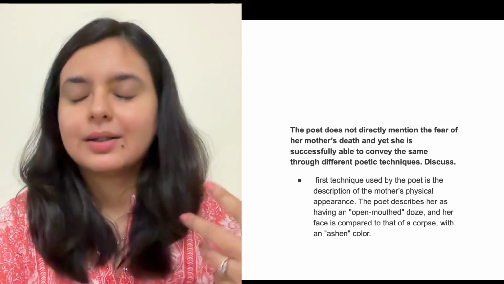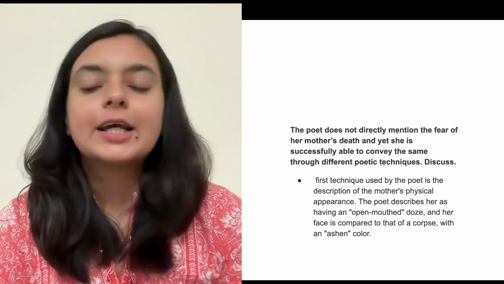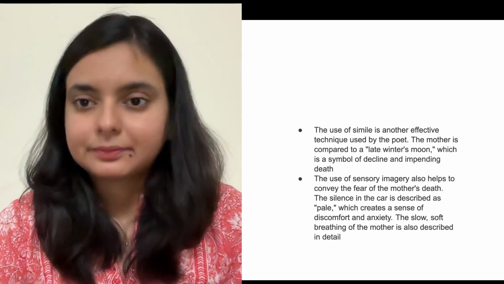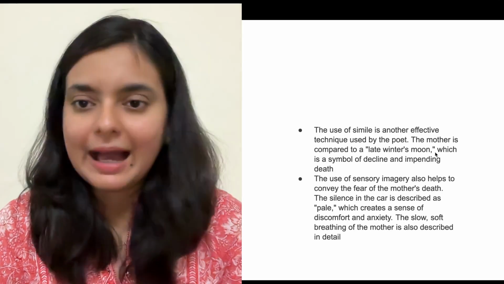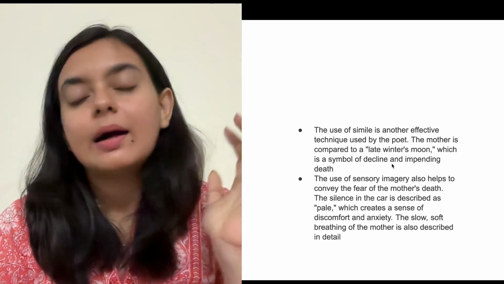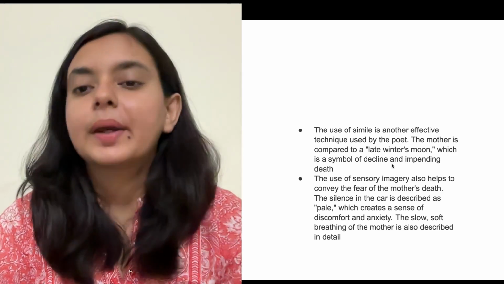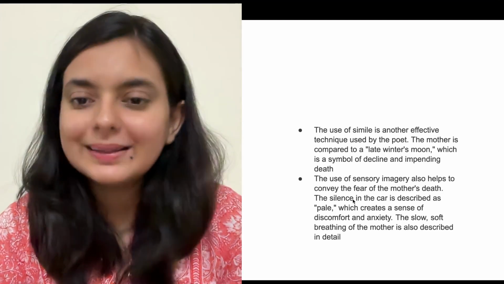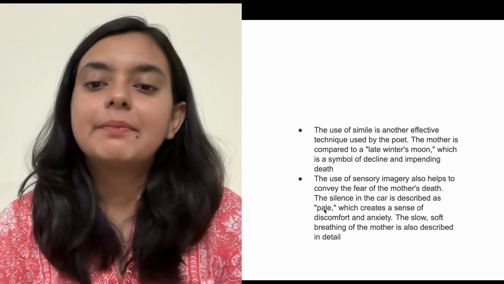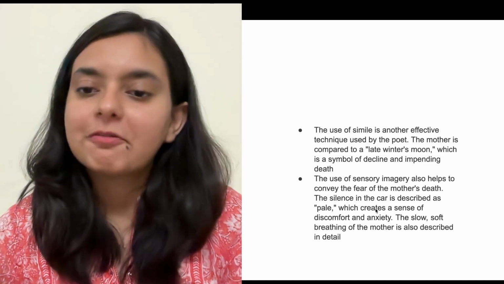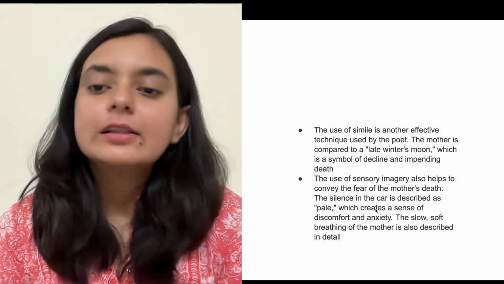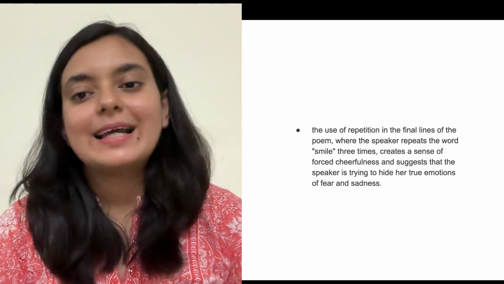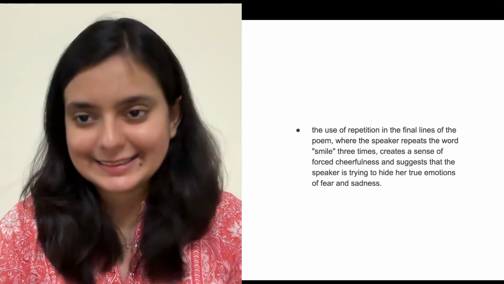Ashen color. Ash color symbolizes dullness. So yes, that is the color that she has used. Then the use of simile, late winter's moon, which we have already discussed. Symbolism is another poetic device, of decline and impending death. Then sensory images, for example, the silence in the car is described as pale, which creates a sense of discomfort, anxiety. The slow, soft breathing of the mother is also described in detail. And the final poetic device is use of repetition in the final lines.